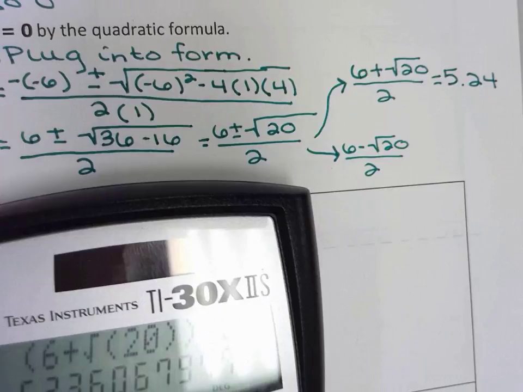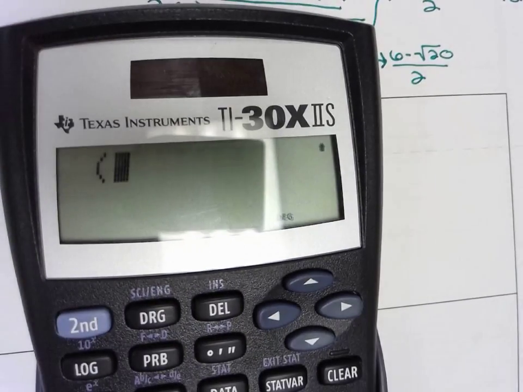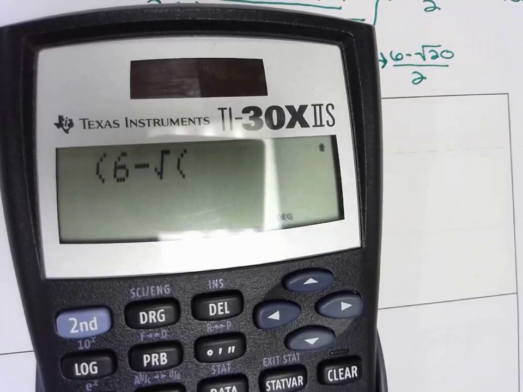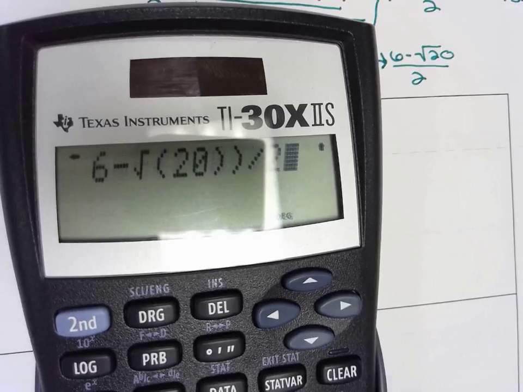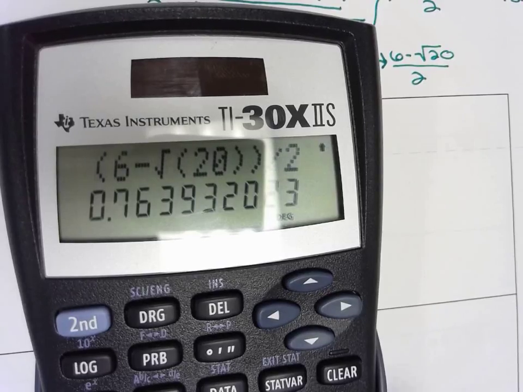Now you do the same thing, but you do the minus part. So put your parenthesis, 6 minus second x squared, square root of 20. So the only difference is that it's now 6 minus instead of 6 plus. Divide by 2. And your answer is 0.76.